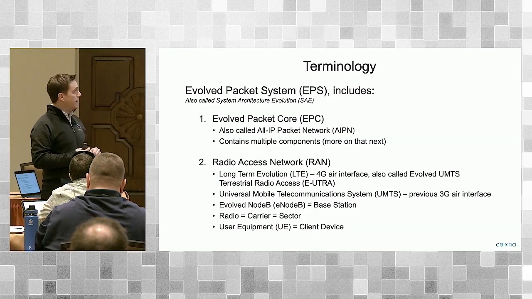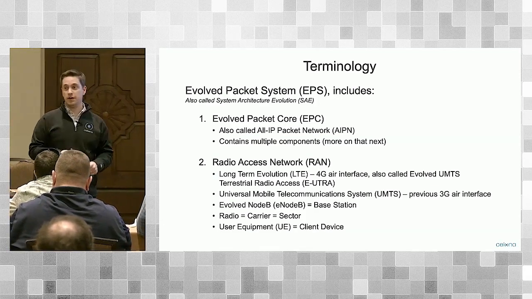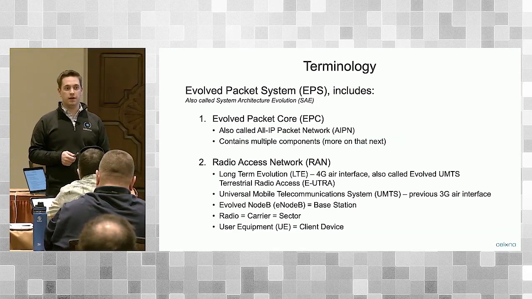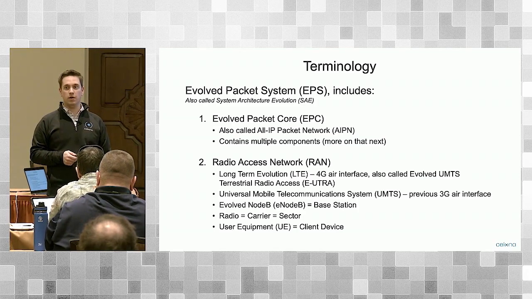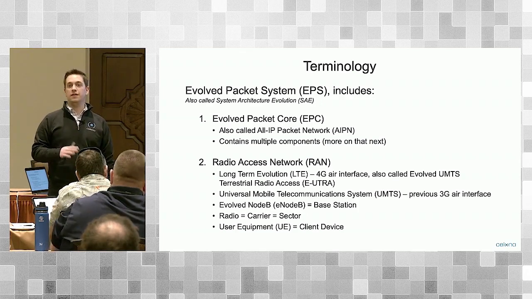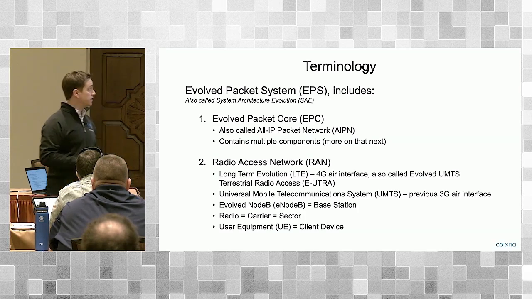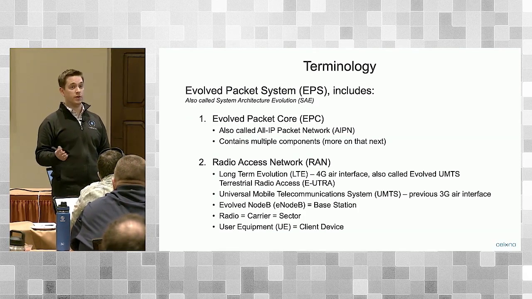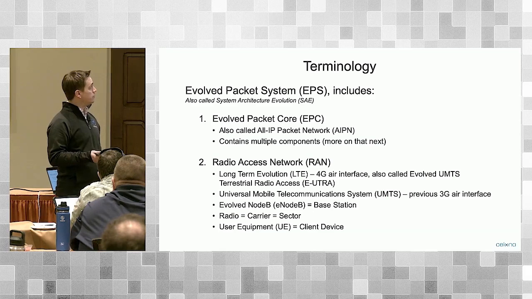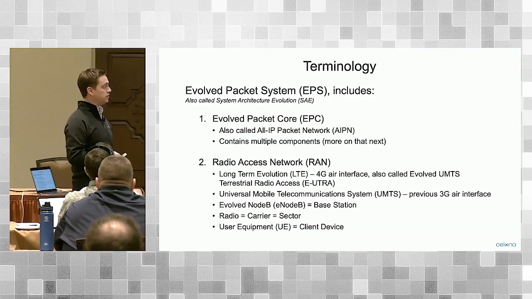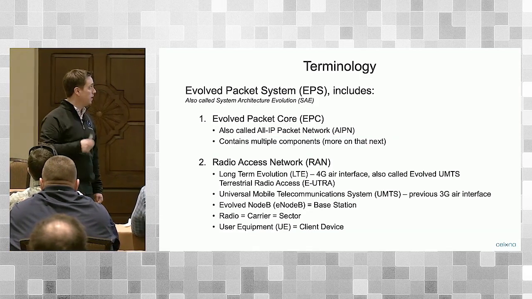You may hear evolved packet system also called system architecture evolution. It's been a running theme in my research and learning about cellular and LTE that everything has more than one acronym for the exact same thing. So just get used to it. You may hear it called one or the other, just know that they mean the exact same thing. For instance, an evolved packet core has many functions within it, but it could also be called an all IP packet network. Means the exact same thing. So if you see those terms, just know they mean the exact same thing.